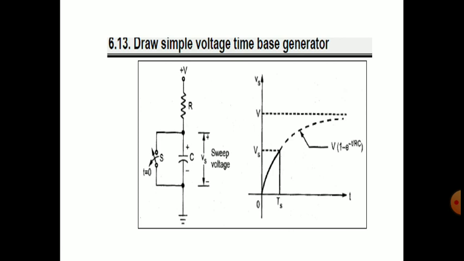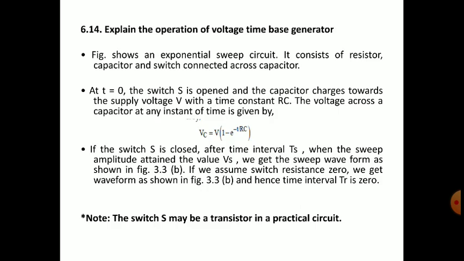So that's why we have generated this near ramp. It's not a pure ramp or pure sawtooth wave because of this exponential curve. So in figure 3.3, the time interval Tr is 0. The switch may be a transistor in a practical circuit. In a practical circuit, the switch can be a transistor.